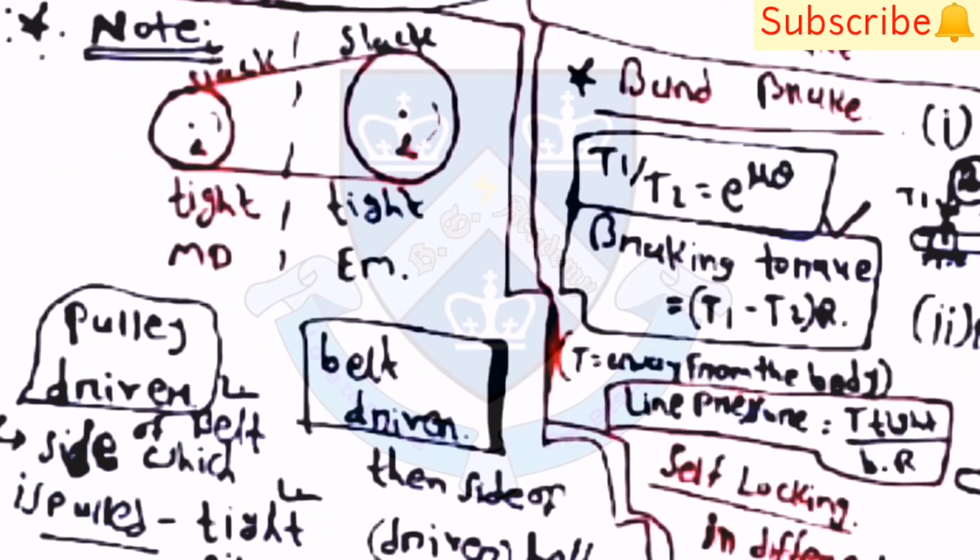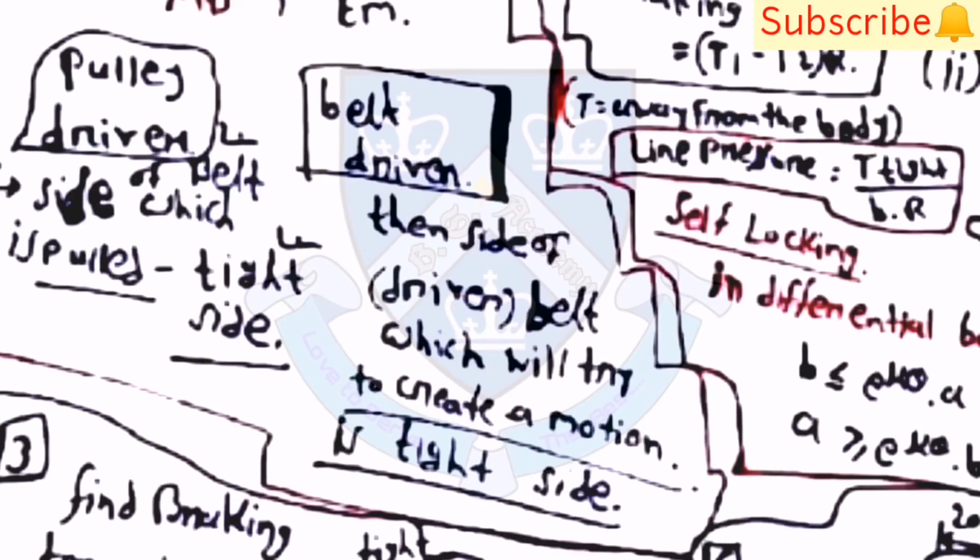Then there is a note for the tight side and slack side. For the pulley which is the driver, the side of the belt which is pulled is the tight side, and for the belt which is driven, the side of the belt which will try to create motion is the tight side. This is very simple, but the important point is there.